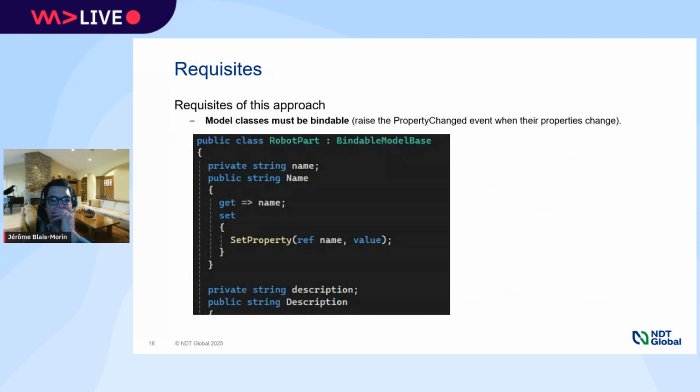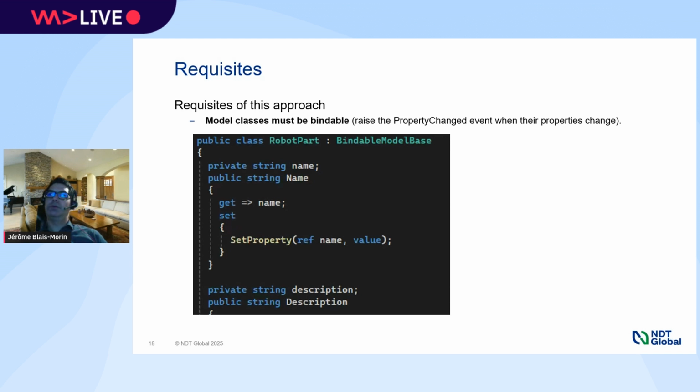It pretty much covers what I want to talk about our approach. But just before we leave, I just want to talk about two things, the requisite and some specific case on our approach. One requisite to our approach is that the model classes, or whatever holds the data itself, must be, quote unquote, bindable. What does that mean, bindable?